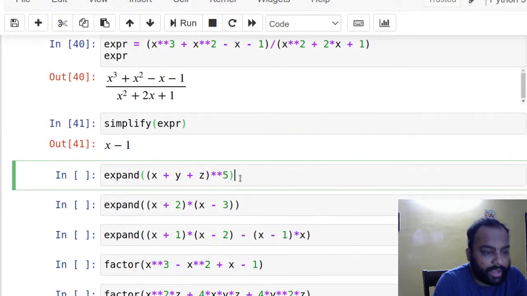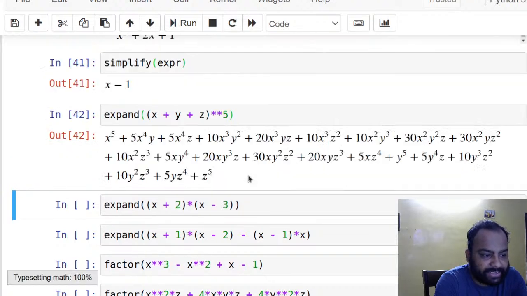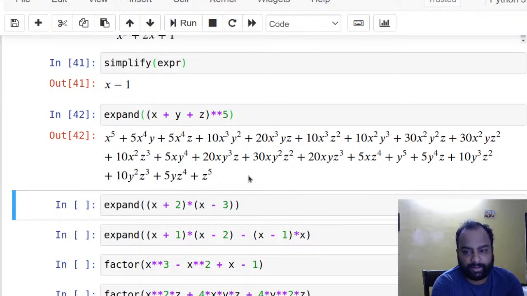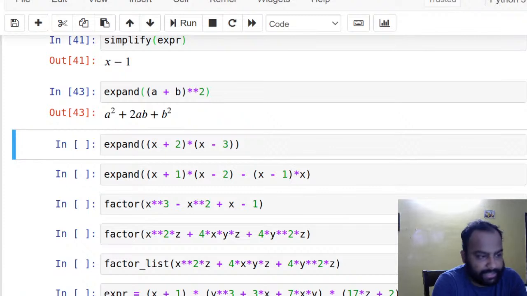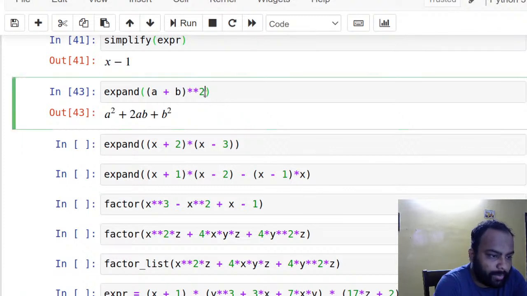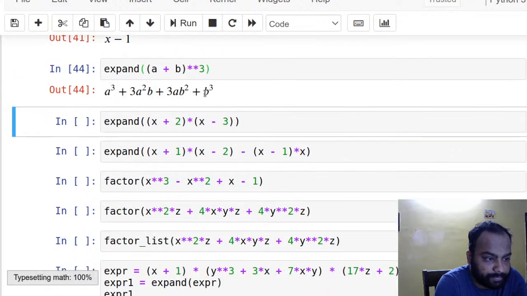Just like simplify, you have a function called expand. Let's look at this one. This is x plus y plus z whole to the power 5, and if I expand this, this is the expansion. Just to start with basic examples, let's say a plus b whole square. Let's figure out the formula for a plus b whole square. Nice, that's a square plus 2ab plus b square. So what about a plus b whole cube?